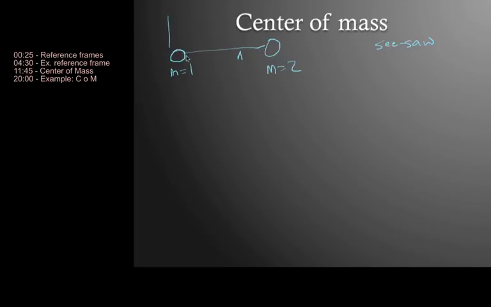One thing is that we need to label our coordinate system. Let this be x. Let's put them right on the x-axis, and then let this ball be at x equals 0.